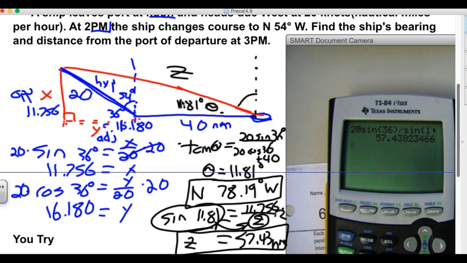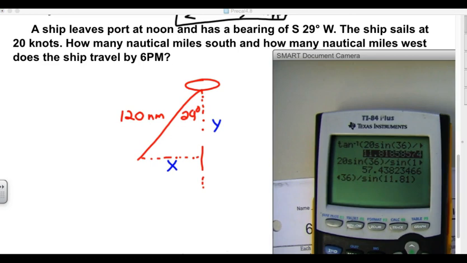All right, so a lot to that problem. I know there's a lot to it. Give this next one a try, see if you can figure it out, and I'll go over it. All right, so this problem's a lot more simple than the one that I just did. So it tells us that a ship leaves port at noon and has a bearing of south 29 degrees west. So there's our boat up here. We've got it going south and then 29 degrees bearing to the west. The ship sails at 20 knots, and we want to know how many nautical miles south and how many nautical miles west does the ship travel by 6 p.m.